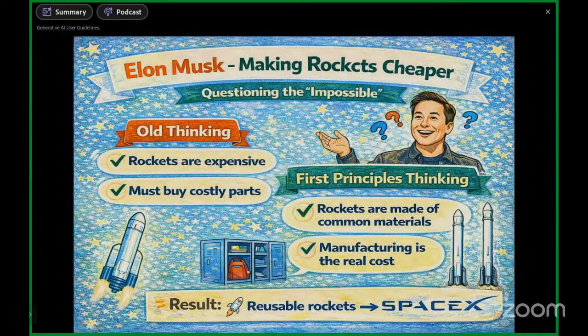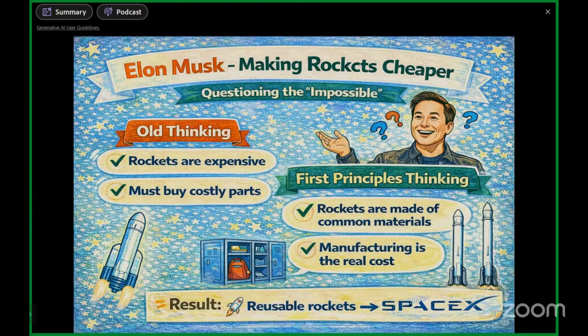How many of you know Elon Musk? Have you heard of him before? Yeah. What does he do? He makes rockets, he makes electric cars. What if Elon Musk also uses the same concept of first principle thinking when it comes to rockets?